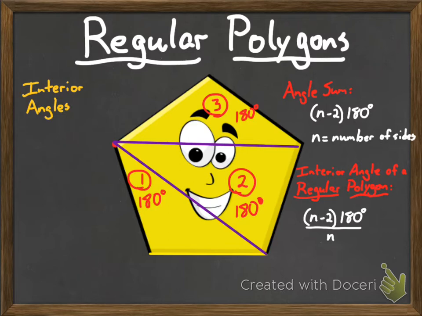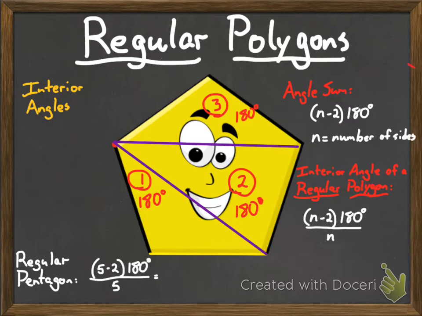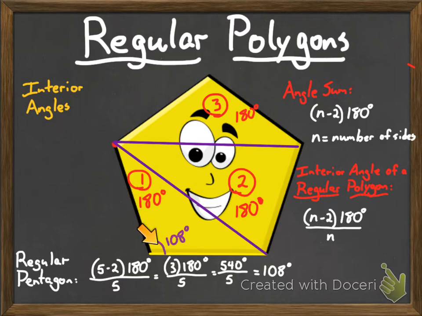So let's take a look at this specific example, which is the regular pentagon. So we had 5 sides minus 2, times 180, divided by 5. So that's 3 times 180 degrees divided by 5, which is 540 degrees divided by 5, which is 108 degrees. So that's just saying each one of these interior angles is 108 degrees.